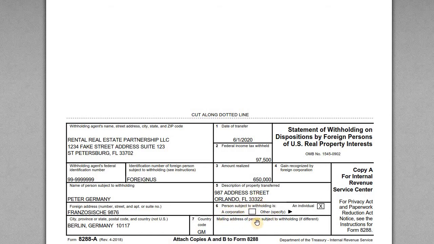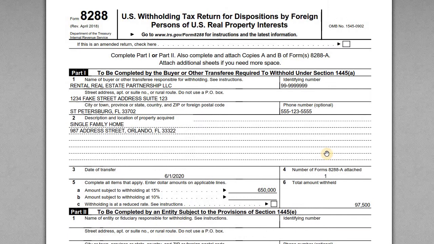And then the type of entity subject to withholding. In this case, it's an individual. The reason why it's important to distinguish between individual or corps is corporations often are subject to lower rates. And if it's a corporate entity, you do have to enter here the amount of gain recognized by the foreign corp, right? In this case, it's an individual, so we're just checking the individual box. So that's pretty straightforward how the forms are filled out.